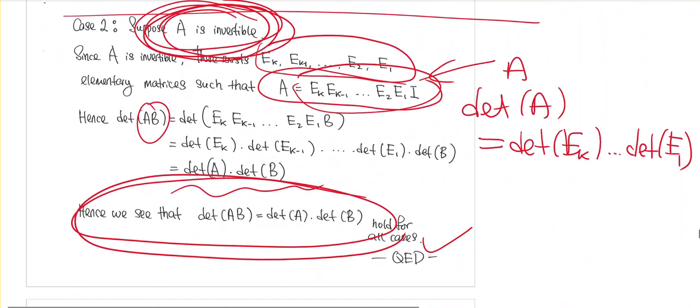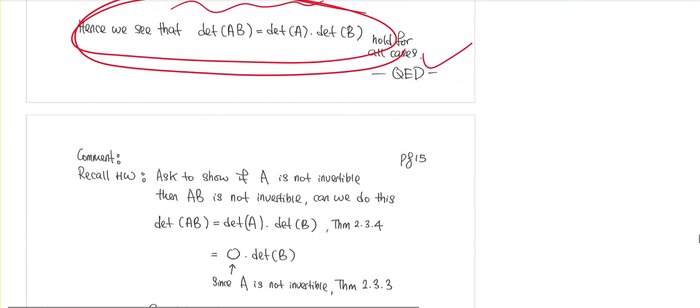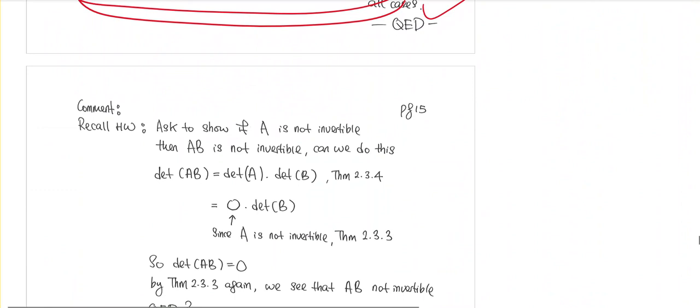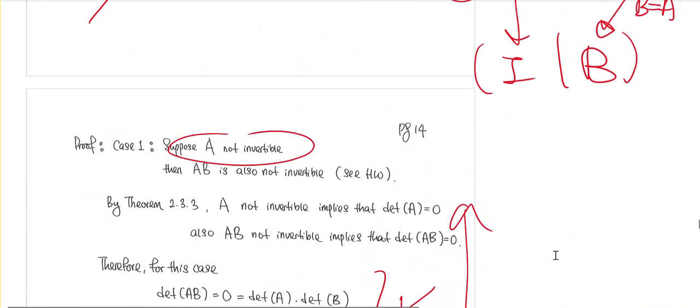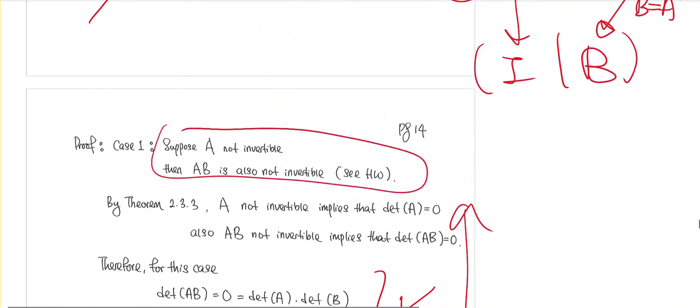Now, before we move on, I have comments to make. You remember this particular fact that we used here in case one: A is non-invertible implies that AB is also non-invertible.